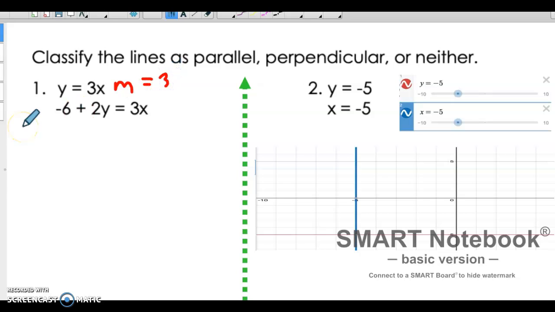So now we need to take the equation negative 6 plus 2y equals 3x, and we need to write it in slope-intercept form to find the slope. So here, the first thing we're going to do is add 6 to both sides. Remember, slope-intercept form means we need to solve for y. So we have 2y equals 3x plus 6. Now to get y by itself, we need to divide all three terms by 2.